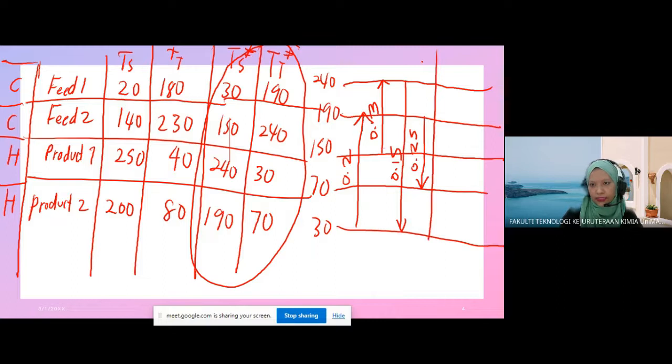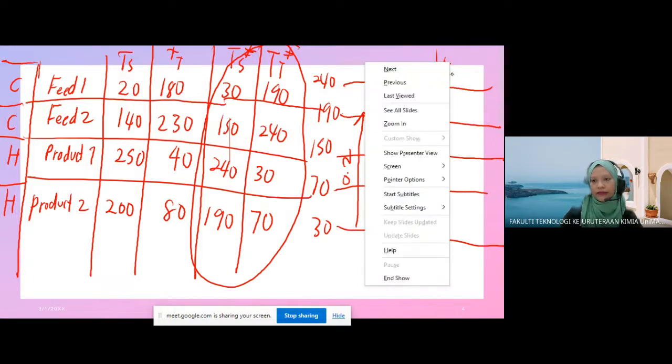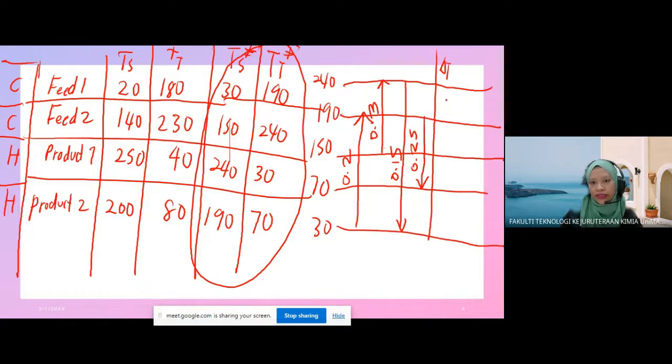Now you need to calculate the interval difference. So delta T here is 240 minus 190 equal to 50. And then 190 minus 150 becomes 40. And this is 80. And this one becomes 40. 70 minus 30 is 40. Next, you need to calculate the summation.